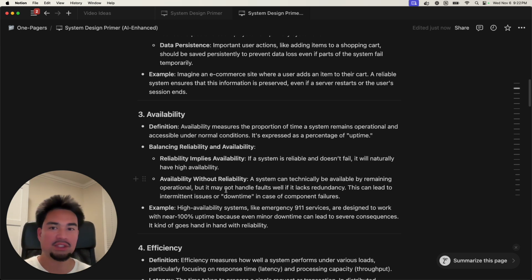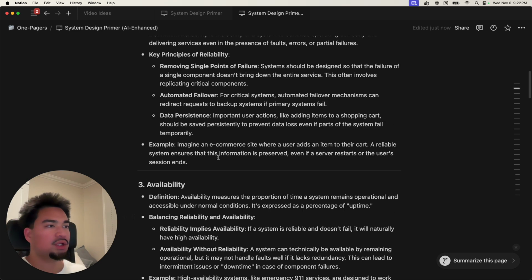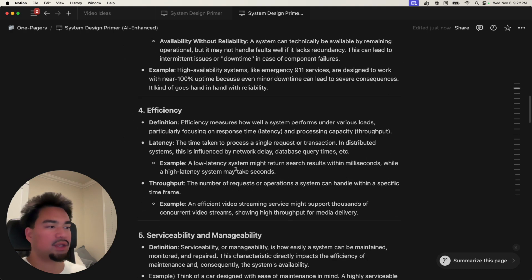I would just say when you're building a system, make sure that you're thinking about availability, and a lot of times that involves making your system reliable. So those kind of go together.